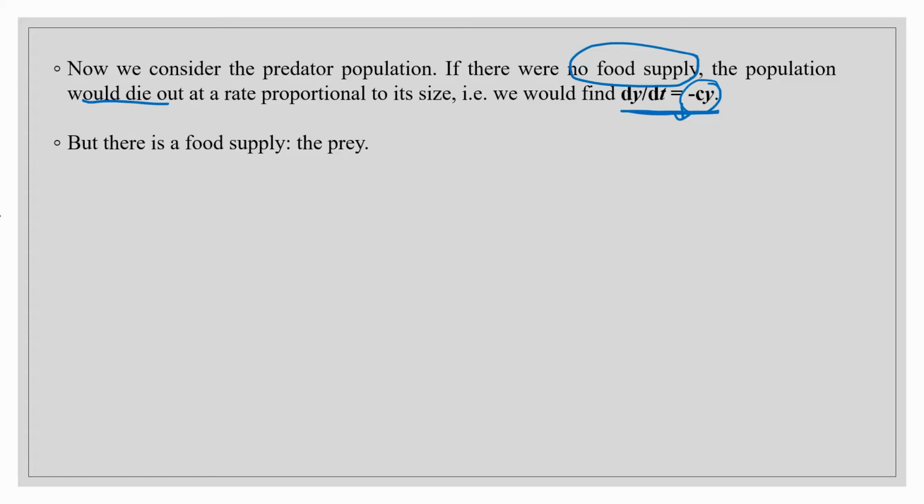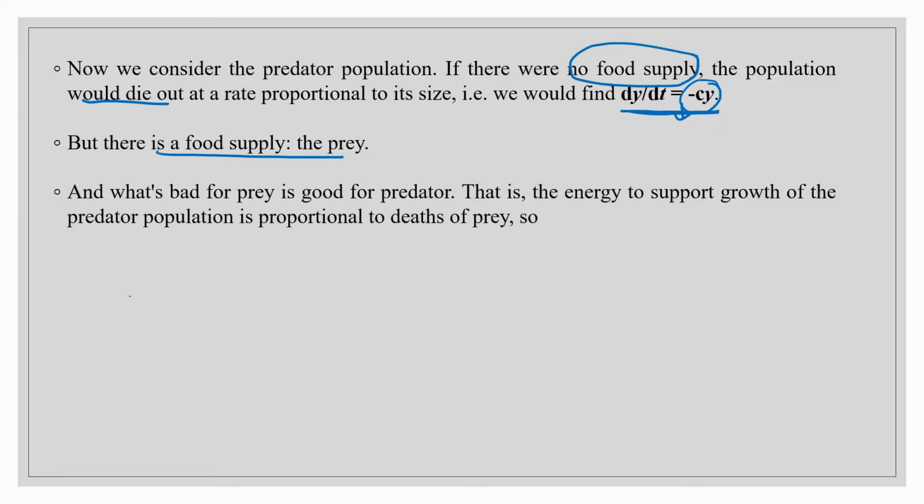But we have the food supply, the prey, and what's bad for the prey is good for the predator. So we can have our differential equation as this.